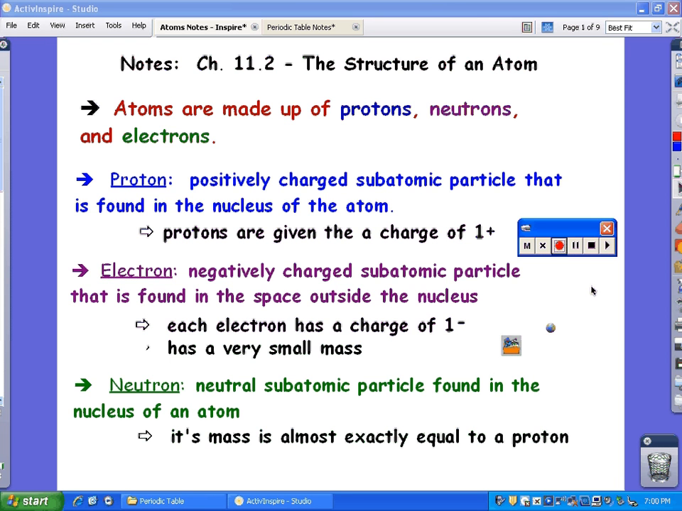Okay, welcome to the Structure of the Atom Notes Review. You should have already seen these in class, unless you're working ahead, which is perfectly fine too. So just go ahead and get started.